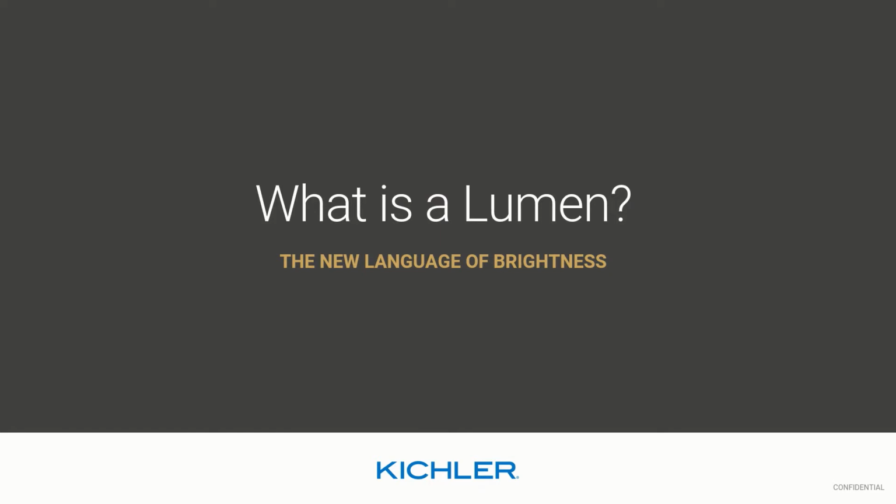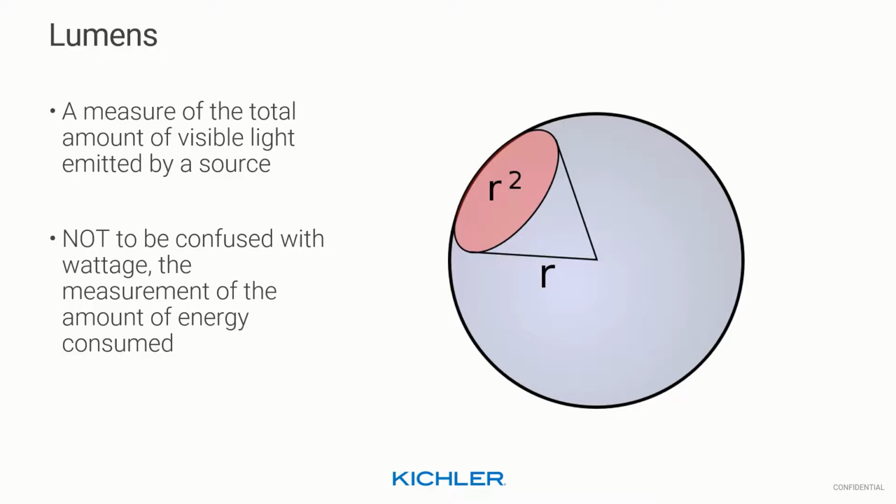We'll start with information on the way we measure brightness, lumens. Lumens are a measurement of the total amount of light emitted by a source. That source could be a light bulb or an integrated luminaire. Remember, wattage has nothing to do with light output. It only measures the amount of energy consumed. Lumens is the metric to understand.